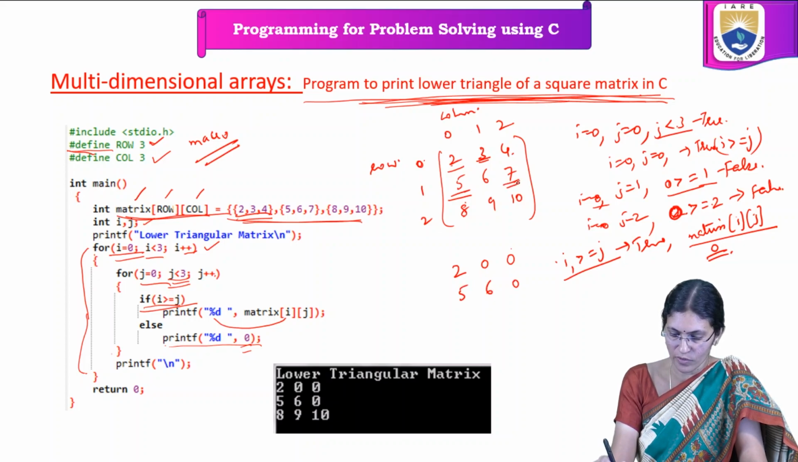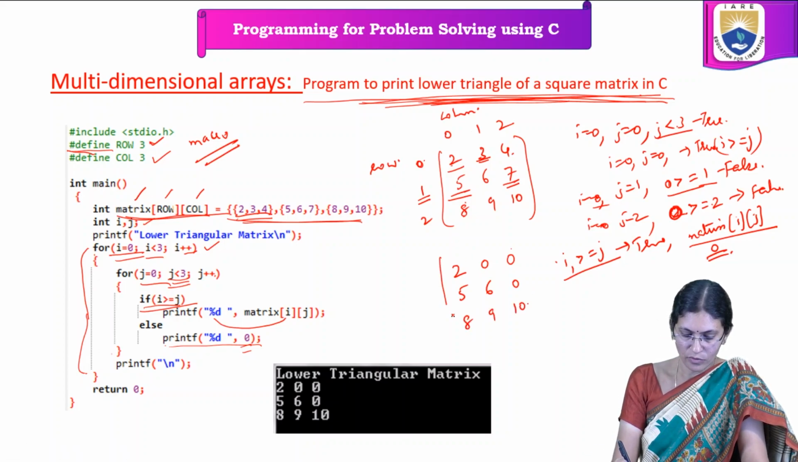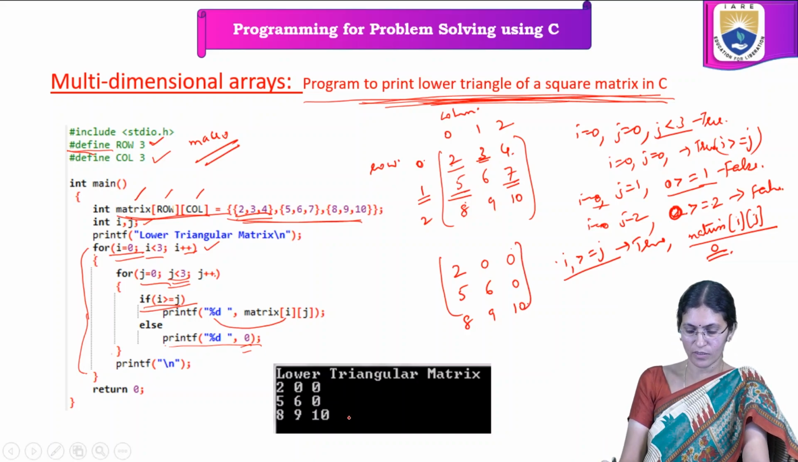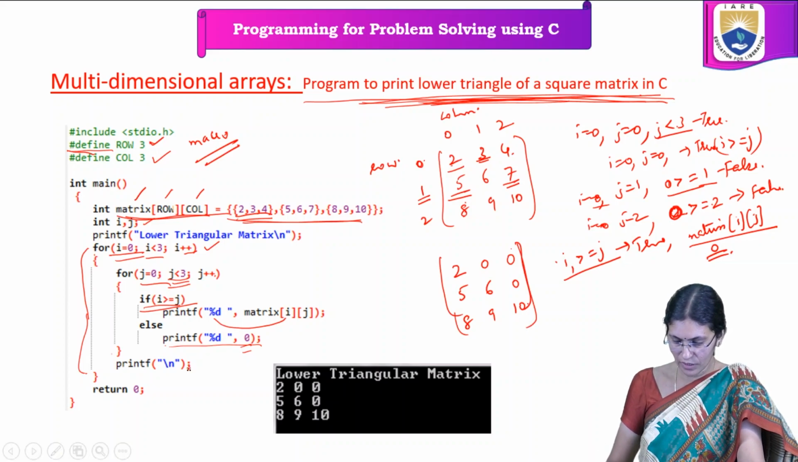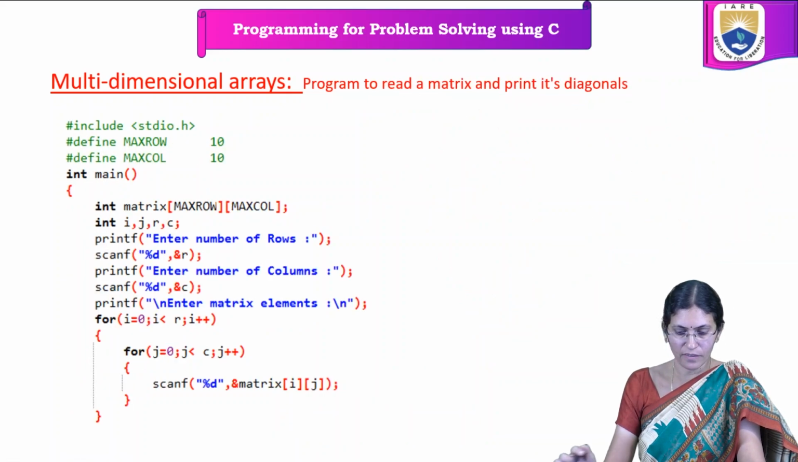Here it is false. Why? Because 1 is greater than or equal to 2, this condition becomes false. So here all the elements will be printed: 8, 9 and 10. So in this way we'll get the output 2, 0, 0, 5, 6, 0, 8, 9, 10. So this is a program to print the lower triangle of a square matrix in C.